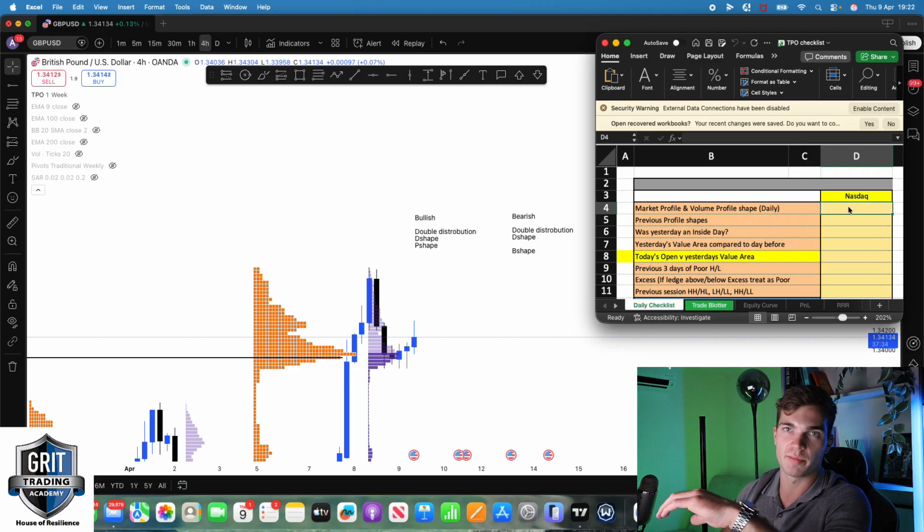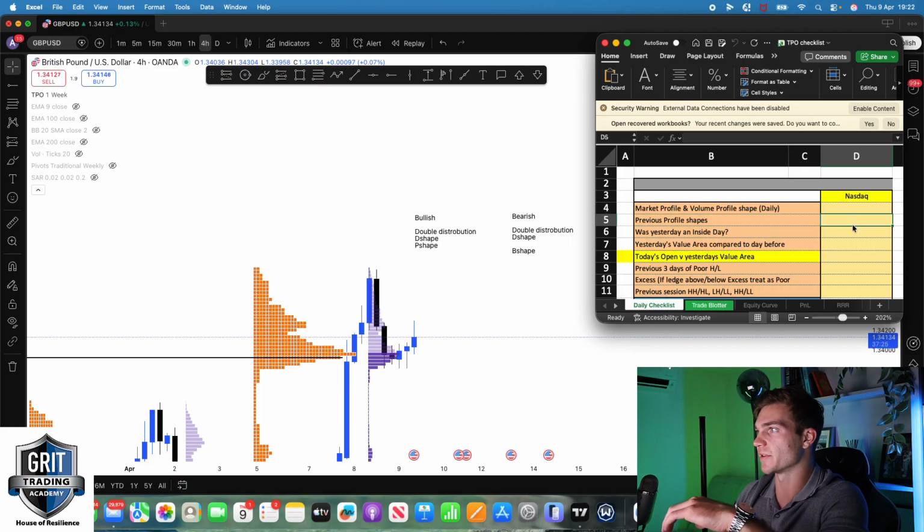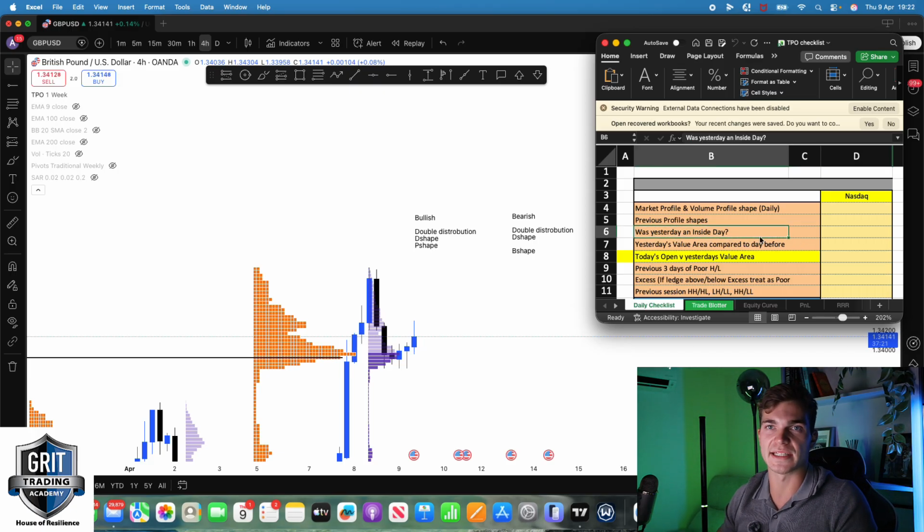If you don't have a profile shape, then you just put it down as 0, which you will find is probably 60-70% of the time. You'll be marking this down as 0, this down as 0, and then we come on to the next part, which is an inside day.